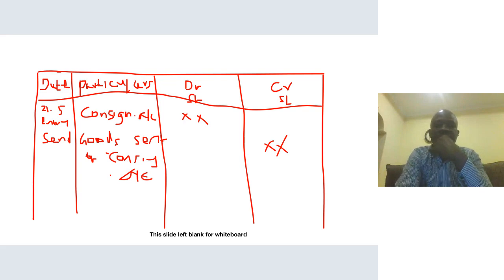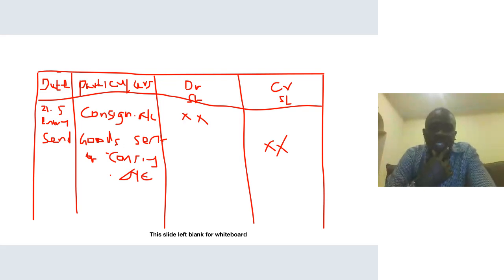Number 7 is the entry for collection from debtors. Remember, the consignee may be selling some goods on credit, so the payments are expected at a later date. So in such a case, if there is any collection from the debtors, then there will be no entry to be recorded. So I'm very clear there. If there is collection from debtors, please do not make any entry. That is specifically for consignment kind of business.